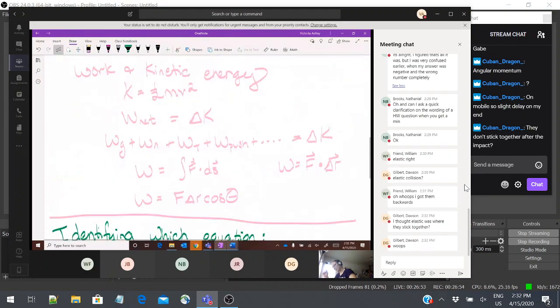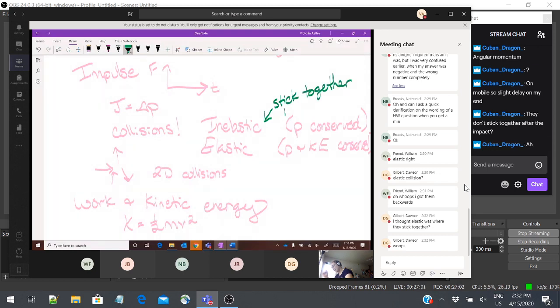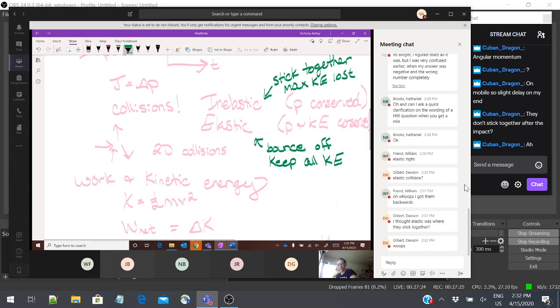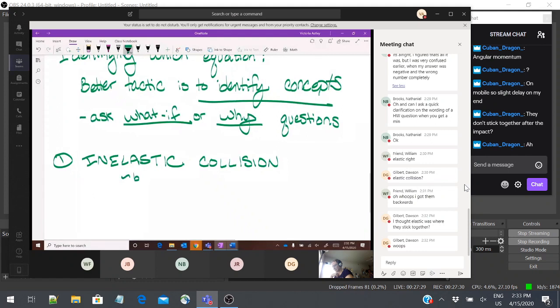Inelastic collision, let me put it back up here, right? This is if they stick together. This is max energy loss. Elastic is they bounce off and keep all the kinetic energy. And then there's sort of the in-between where it'll lose some energy but not maximum energy. Okay. So, all right, this is good. We know it's an inelastic collision because they stick together.